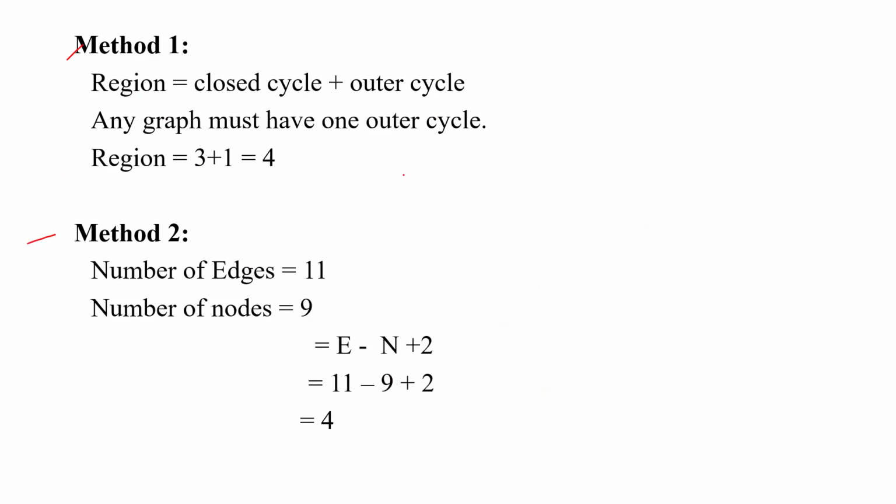For your reference I have given regions equal to closed cycles plus outer cycle. This is one of the concepts. So 3 plus 1 is 4. Method 3: number of edges is 11, and number of nodes, that means vertices, is 9. So edges minus nodes plus 2. This is the formula I told you: edges minus vertices plus 2. So 11 minus 9 plus 2 is equal to 4. This is the method to find it.